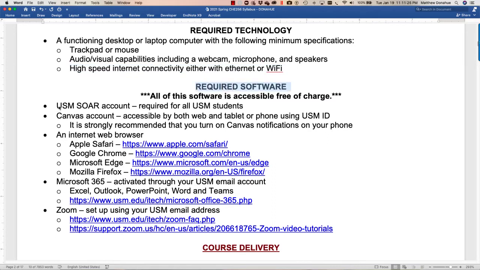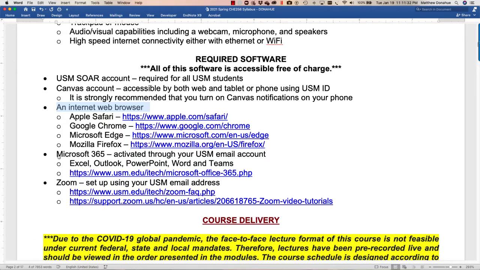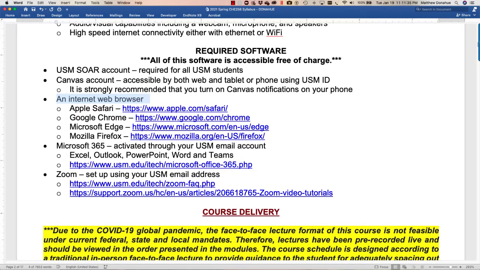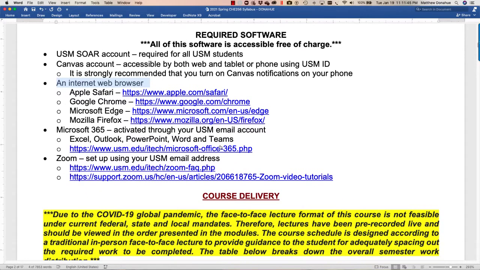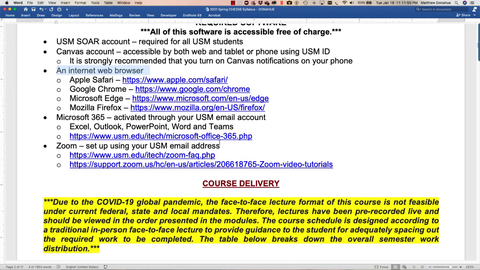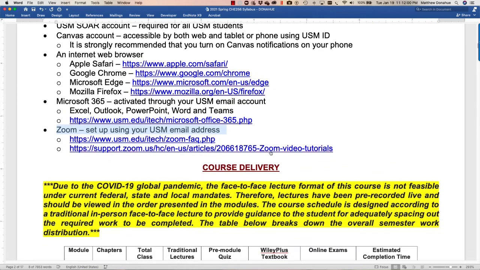Required software: you need your Solar account, you need a Canvas account, you need to use some internet browser. You should definitely have Microsoft 365. If you don't, with that comes Teams. I use Teams really for scheduling my calendar. I think you should use it too, because it's connected right into your USM email. And we will use Zoom for any actual office hour meetings, even though we're booking the time through Microsoft Bookings.